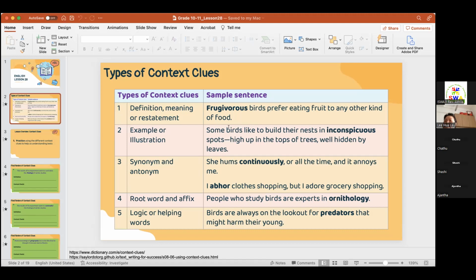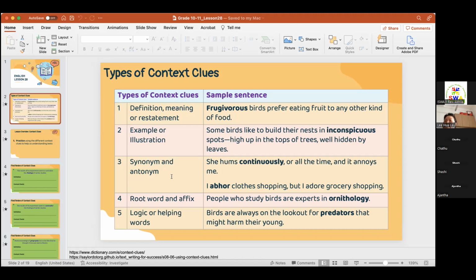And then the next one is example or illustration. The sentence would have an example in it to illustrate or describe the meaning of the word. So you can see here, inconspicuous. You can infer from the sentence that inconspicuous means well hidden. And I think Teacher Jeannie also covered synonym and antonym. Synonym means words with similar meanings. Antonym means words with different meanings.